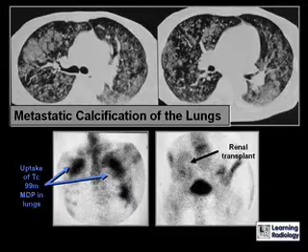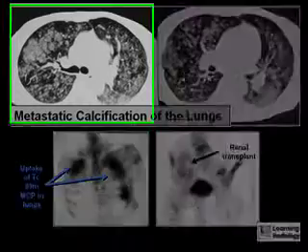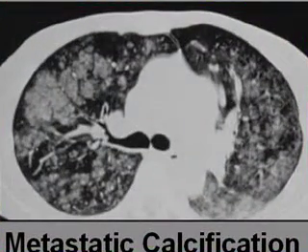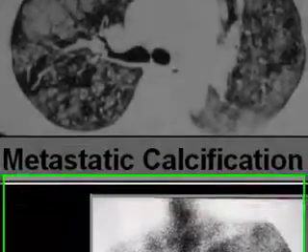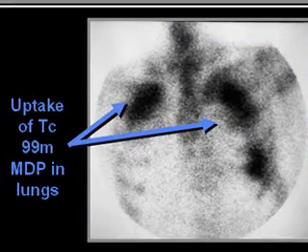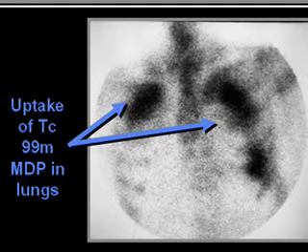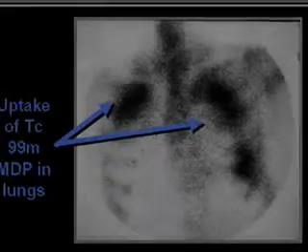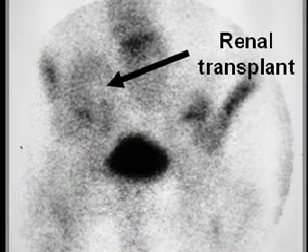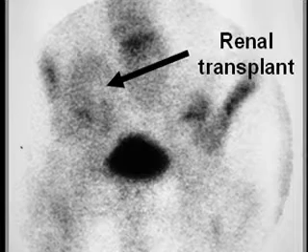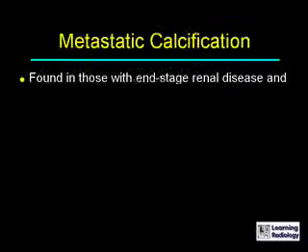This is an example of metastatic calcification of the lung. The upper images are two axial CT scans that demonstrate dense nodular calcification within the upper lobes of both lungs. The lower two images are part of a radionuclide bone scan, which demonstrates uptake of the technetium in the lungs, as well as uptake of the technetium in a renal transplant in the right iliac fossa.